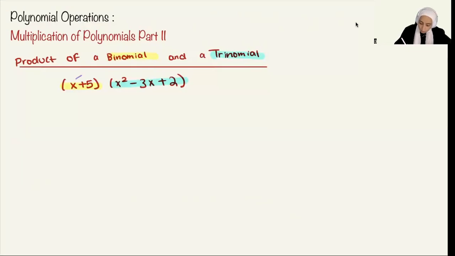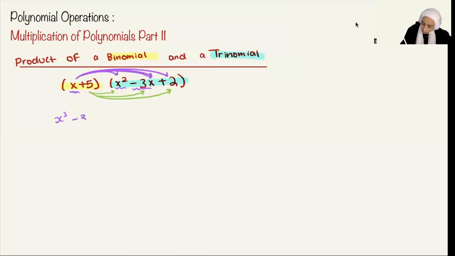So over here, I'm going to distribute this x, the first term, to not just the first and second, but the third term as well. And then same thing for the second term. The second term, I'm going to distribute it to the first, the second, and the third. Okay, so how do I do this? Let's do it together. So I go x times x squared, that's x cubed, and then x times negative 3x, right? So this one over here.